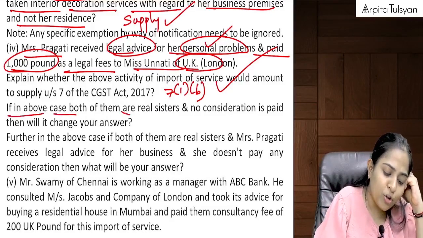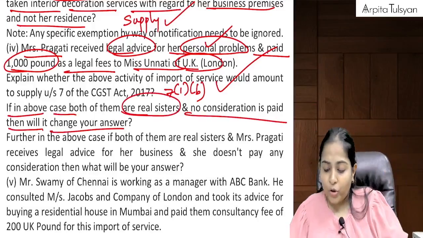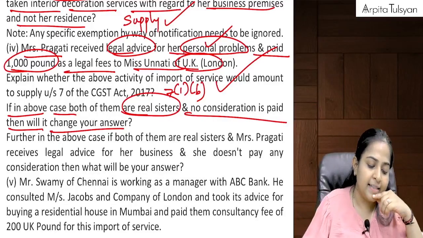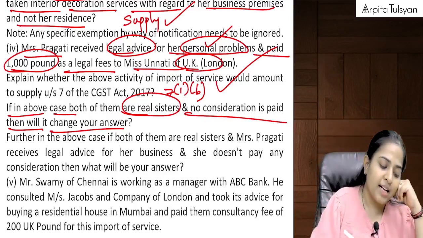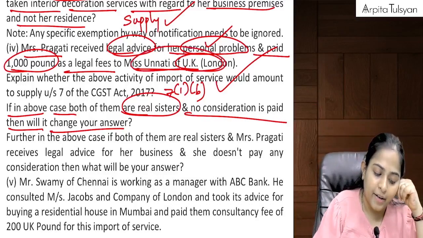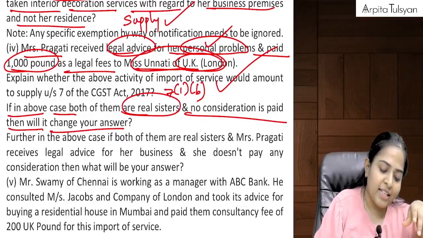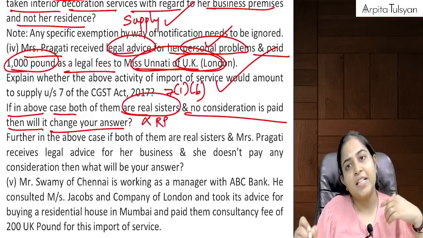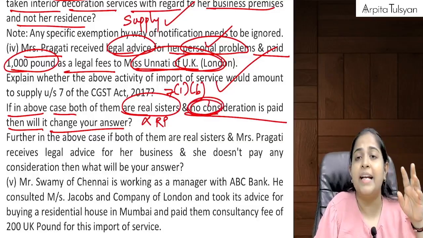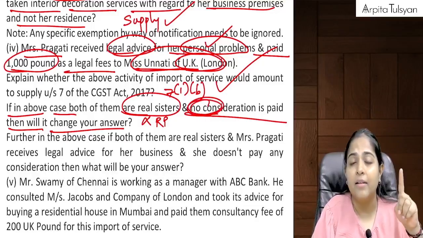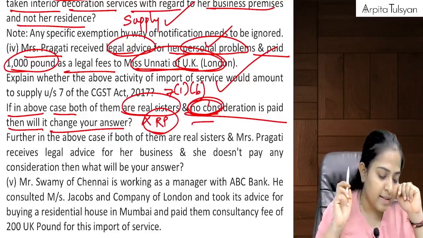If in the above case both of them are real sisters and no consideration is paid, then will it change your answer? Now, both of them are real sisters. Just being real sisters is not sufficient. We have to check whether they are related persons or not. Now, we are assuming that she is a lawyer in London, so she is not dependent on me. So can we say she is not my related person then? If she is not my related person, then we cannot fall under para 4 of Schedule 1. Yes, because for para 4, it has to be between related persons. So it cannot be considered as a supply.